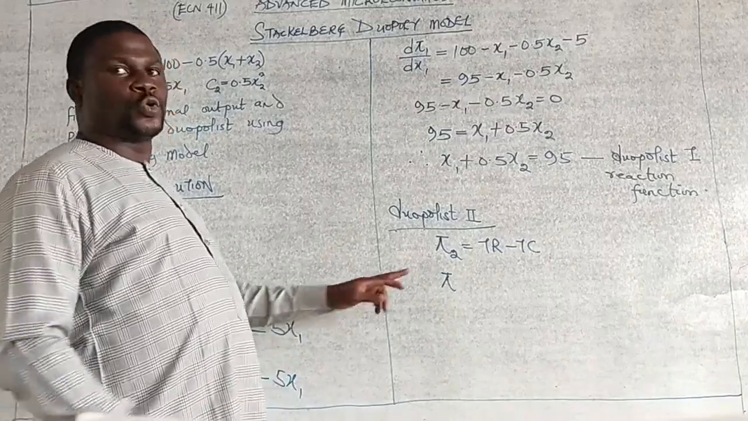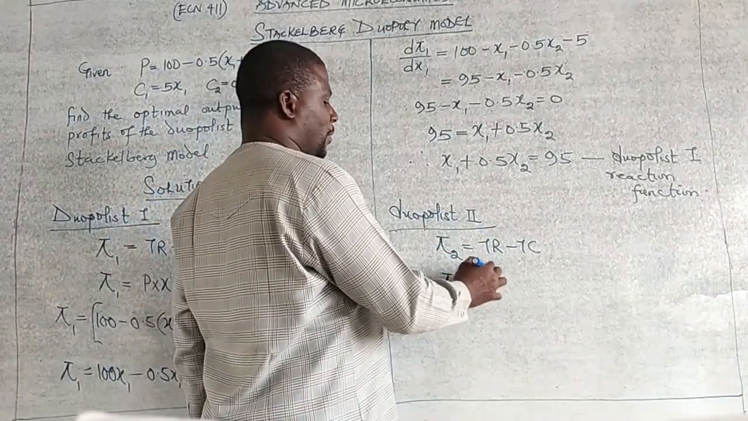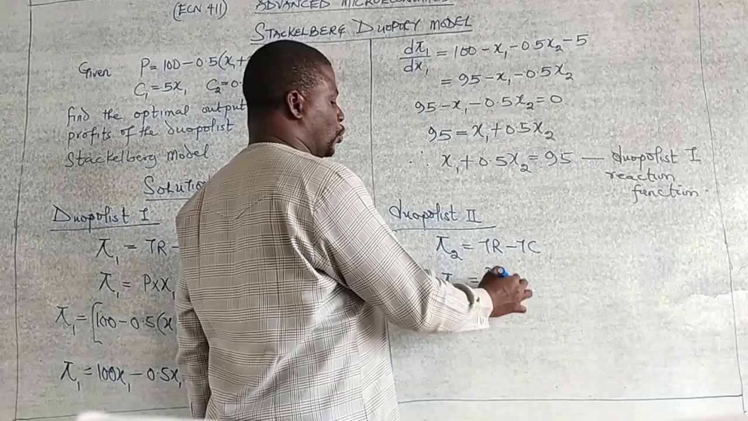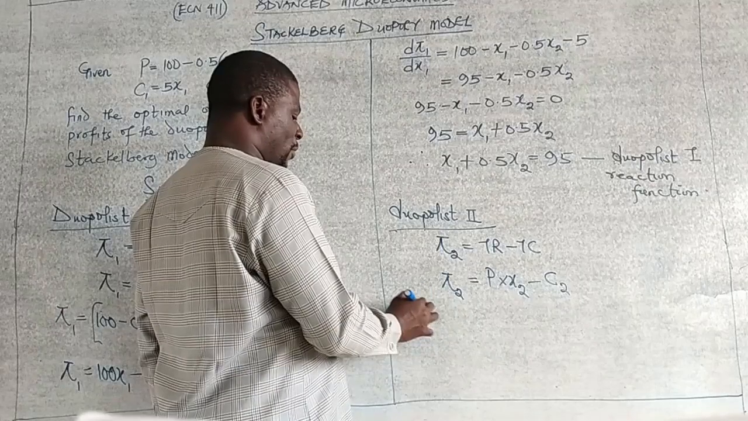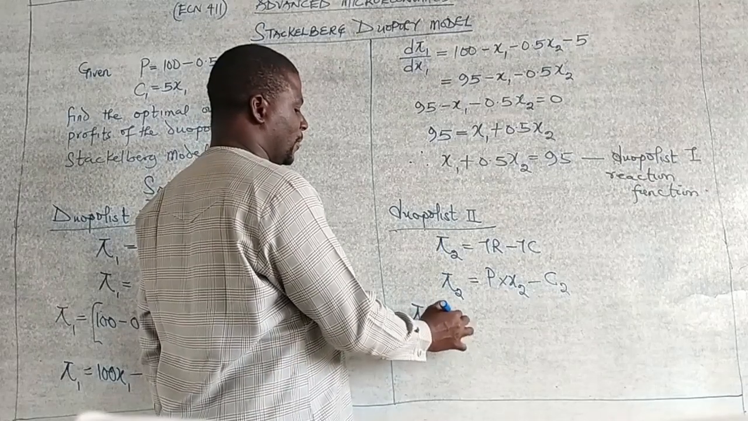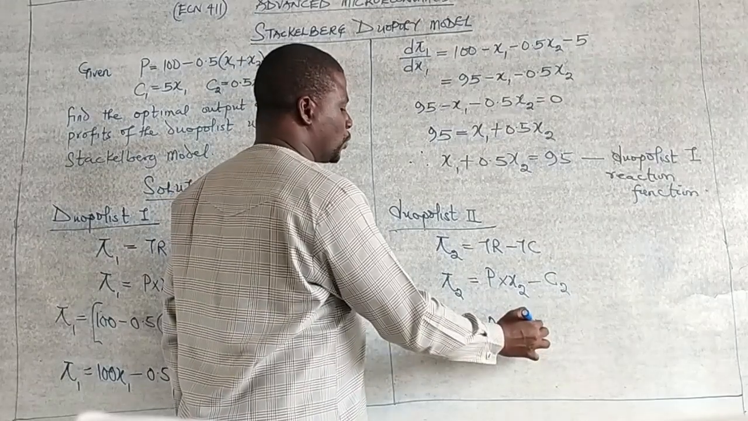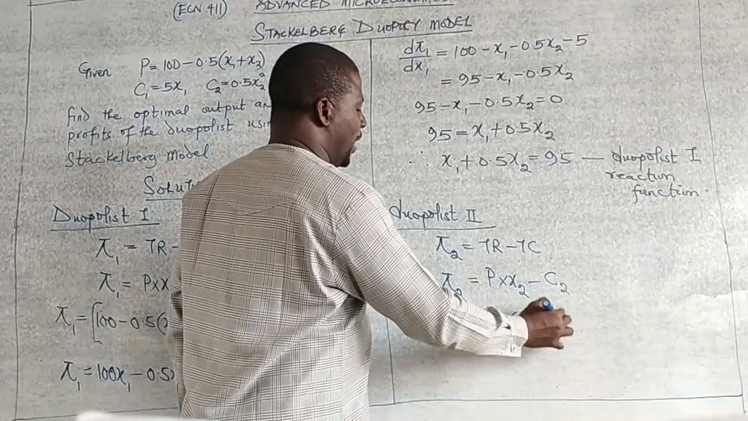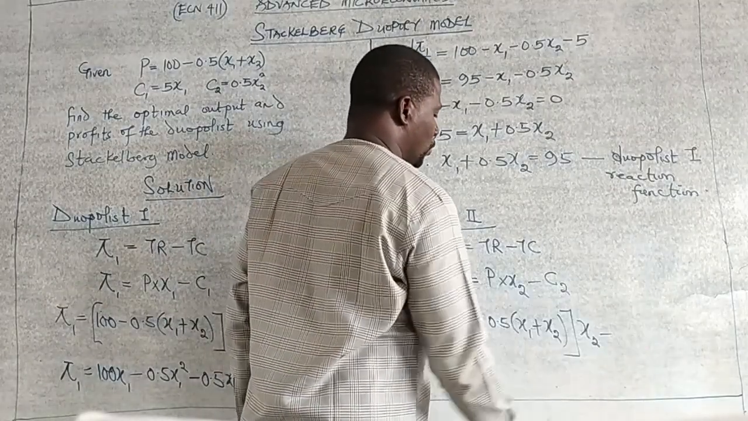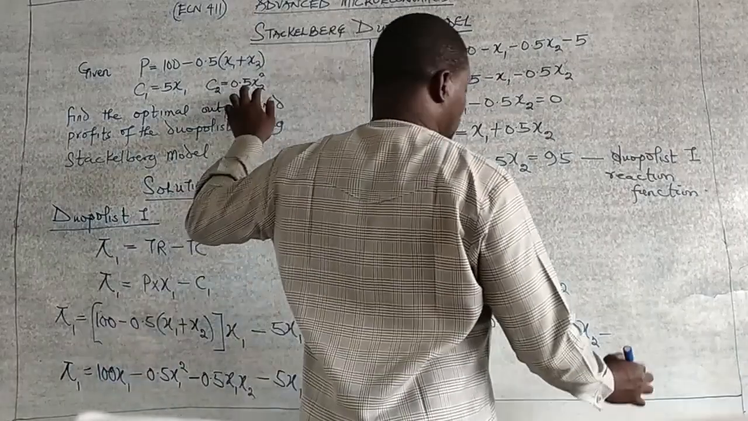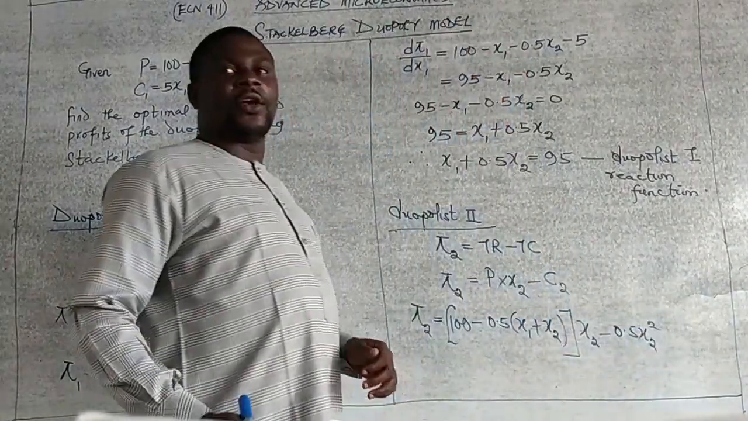Okay, for duopolist 2, CR minus TC. So profit 2 will now be P times x2 minus C2, right? So who can give me what I will write? 100 minus 0.5 x1 minus 0.5 x2, times x2, minus 0.5 x2 squared.